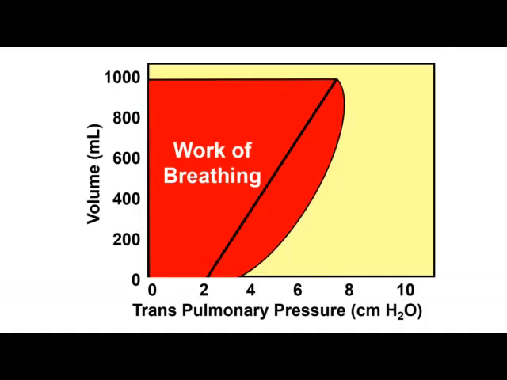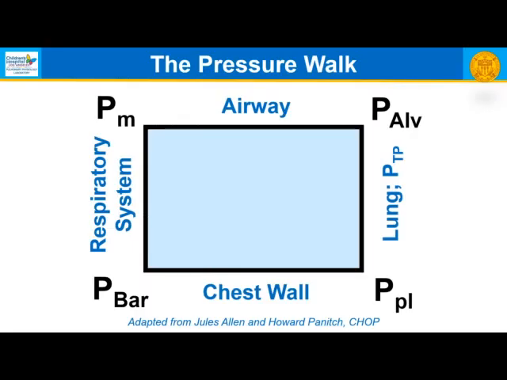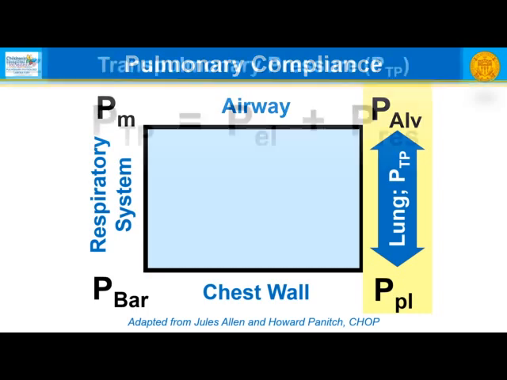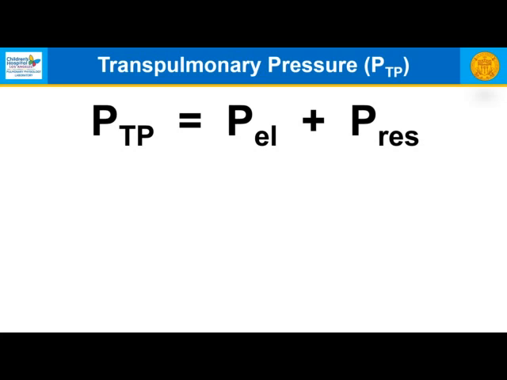All right. So if we look at a pressure volume curve, this red area is the work of breathing. Now it's actually divided in two parts, which we'll talk about here in a second. So if we're talking about work of breathing, generally, we're going to be talking about pulmonary compliance, or looking at transpulmonary pressure, is the pressure that we're talking about. All right. So remember the equation of motion. For transpulmonary pressure, we need to overcome an elastic component and a resistance component.